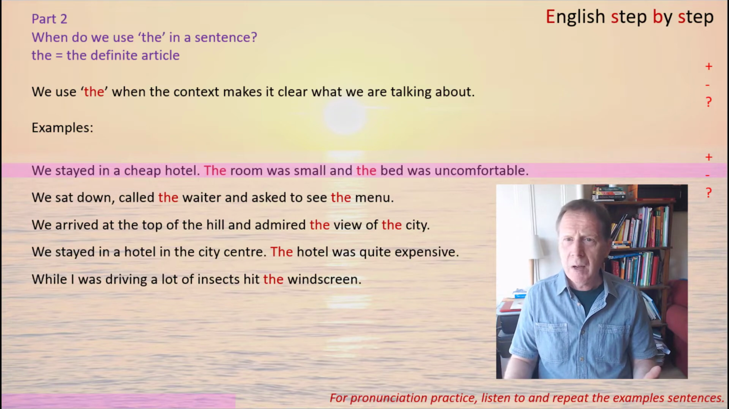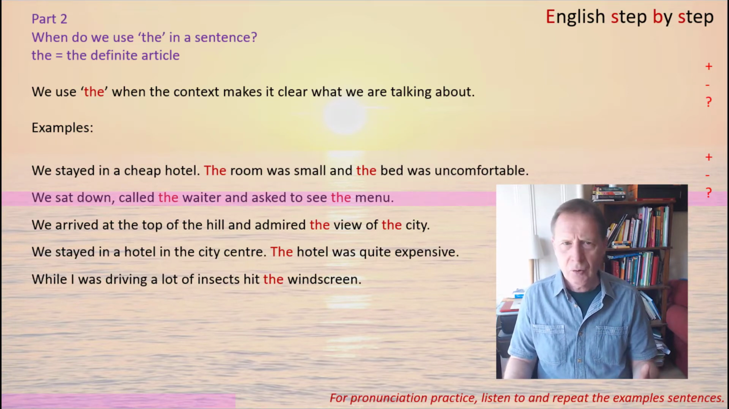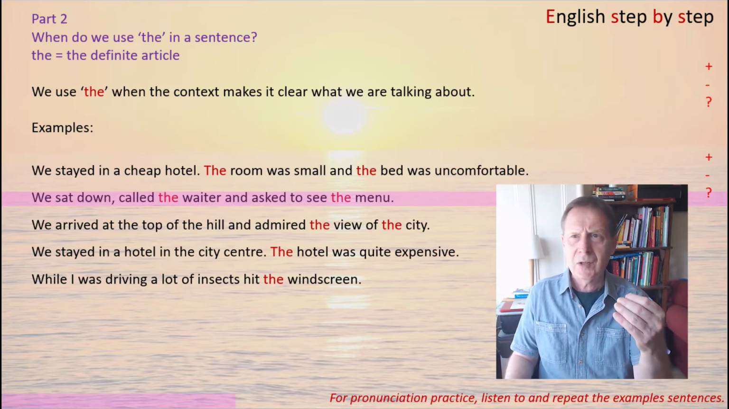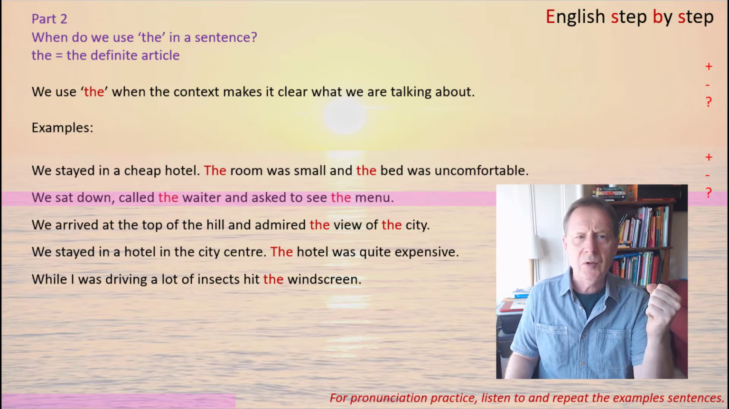What bed are you talking about? Well, you're talking about the bed in the cheap hotel. So in this case, we use the room because we know what we're talking about, and the bed because we know which bed we're talking about. Next example. We sat down, called the waiter, and asked to see the menu. Well, in this context, we're talking about one waiter and we're talking about one menu. So, if we're talking about a restaurant, we know that we're not talking about any waiter, we're talking about the waiter in the restaurant and the menu in the restaurant.